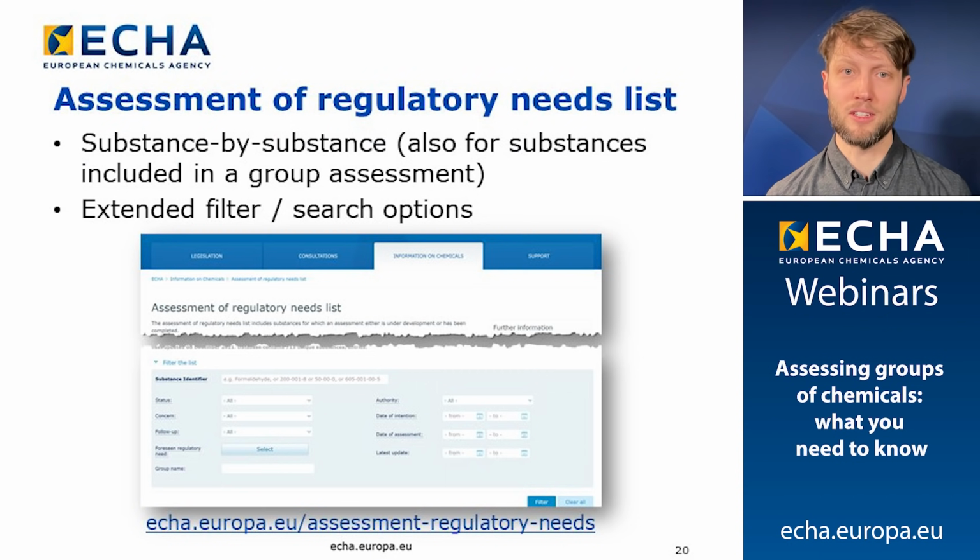You can also go to the assessment of regulatory needs list. This also functions substance by substance, and it gives you some extended filter options. For example, you can filter for the proposed follow-up, so the next action. You can filter by authority if you want to know what ECHA has been doing, what other member states have been doing, and so on. And you can filter for some very specific things that we have been working on in our group assessment. For example, the group name, the foreseen regulatory needs, so the longer term regulatory action that we're foreseeing, and other things. And my colleague Christelle will come back to those details later on.